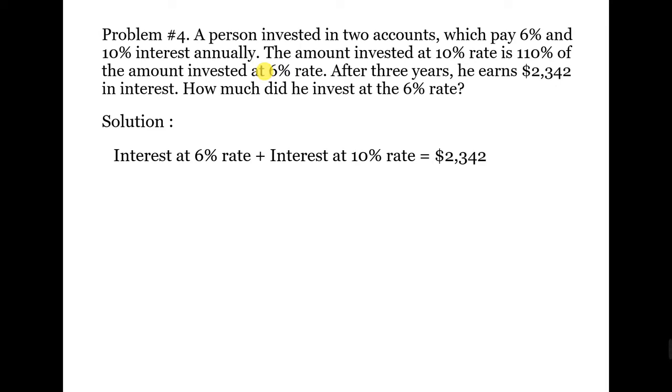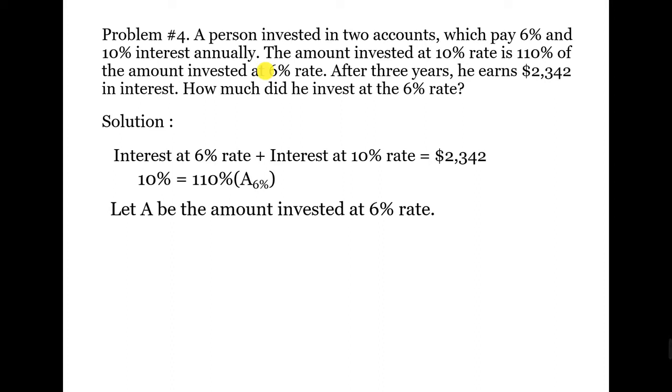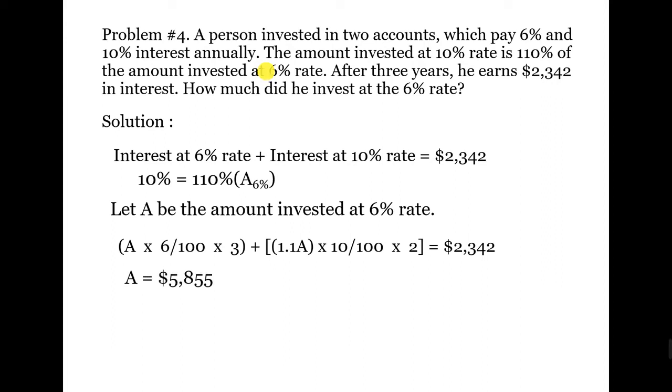From the sample problem, it says that the amount invested at the 10% rate is 110% of the amount invested at the 6% rate, and A is the amount invested at the 6% rate. We can now directly substitute the values to the formula. Therefore, the result is equal to $5,855 as the principal amount invested for a 6% rate.